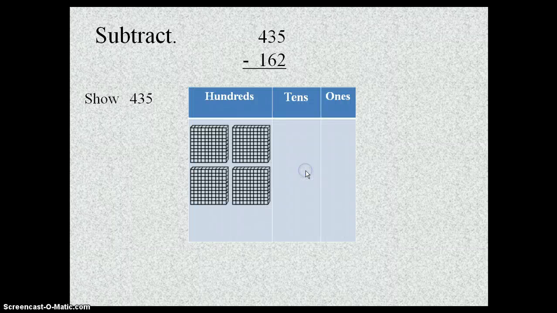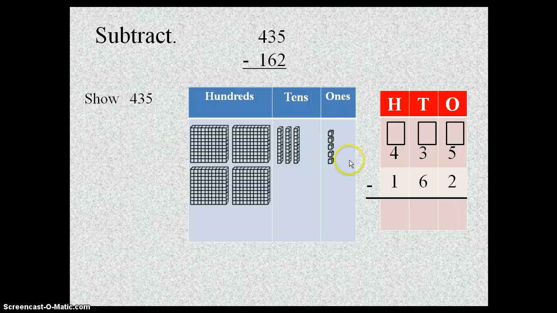All right, now we're going to subtract 162 from 435. I'm going to show 435. And now my first step is to look at the ones place and think, do I have enough ones? Well, I have more on top, no need to stop. I have enough to subtract. So 5 minus 2, 1, 2, is 3. Put it over in my ones place.